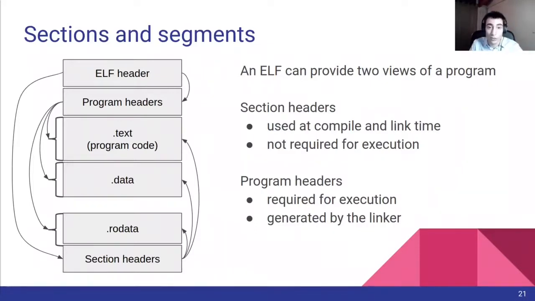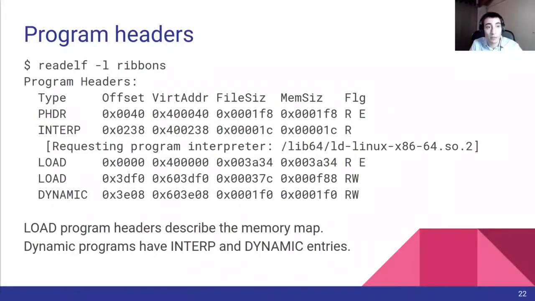The second view is provided by program headers, and those are required for execution, and they're generated by the linker. We can inspect the program headers of a binary using our trusty readelf utility. There are many types of program headers, but those are the main ones that we need for this talk. Probably the most important program header type is the load program header. Load program headers are important because they describe the memory map, so they tell what the program needs to have in memory in order to run.